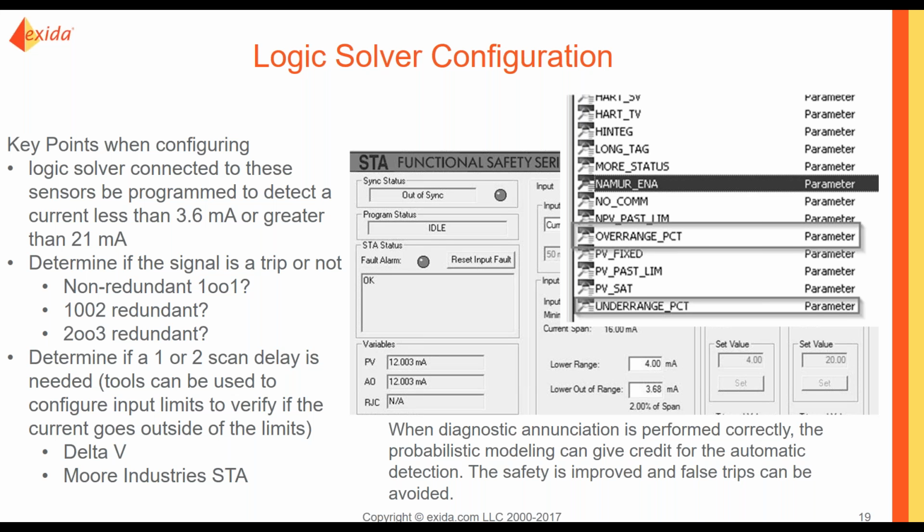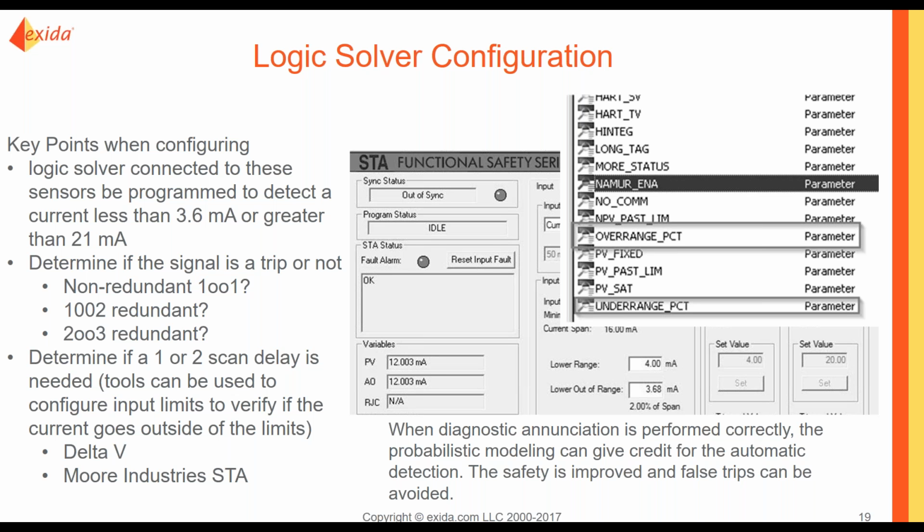It is essential that the logic solver be connected to these sensors that are programmed to detect a current less than 3.6 milliamps or greater than 21. A choice is then made to interpret the signal as a trip indication or not.